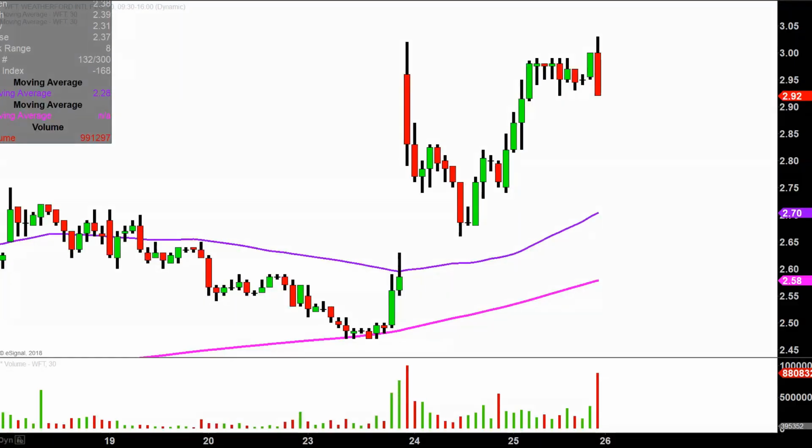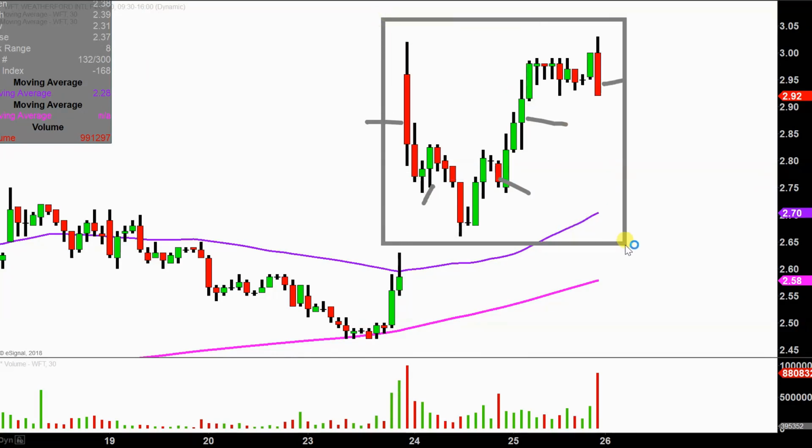Real quick, what do I mean by 30-minute in case maybe you're new to charts? Instead of each one of these candlesticks here representing one day's worth of price action, which is what you would normally see, each one represents 30 minutes. So while this here may look like a few weeks worth of time, it's actually just the past two days broken down into 30-minute time slices.